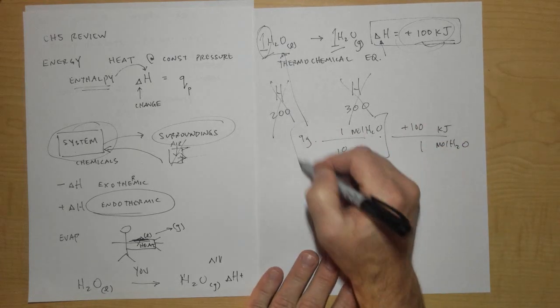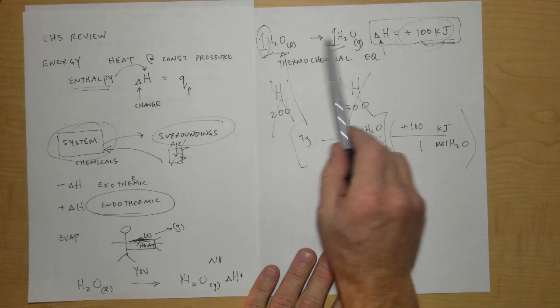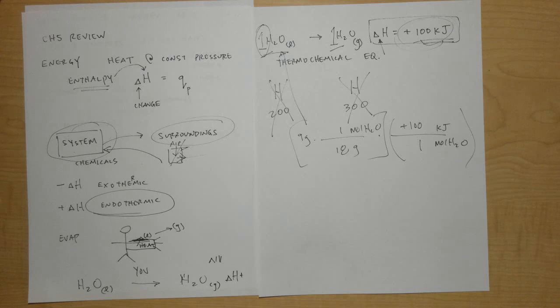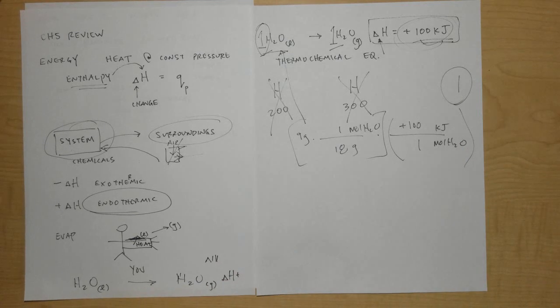So notice it's still converting to moles, but now the mole to mole ratio is not just from the coefficients, it's from the thermochemical information from that equation. So that's one way that you can find enthalpy, or you can find this delta H for a system.